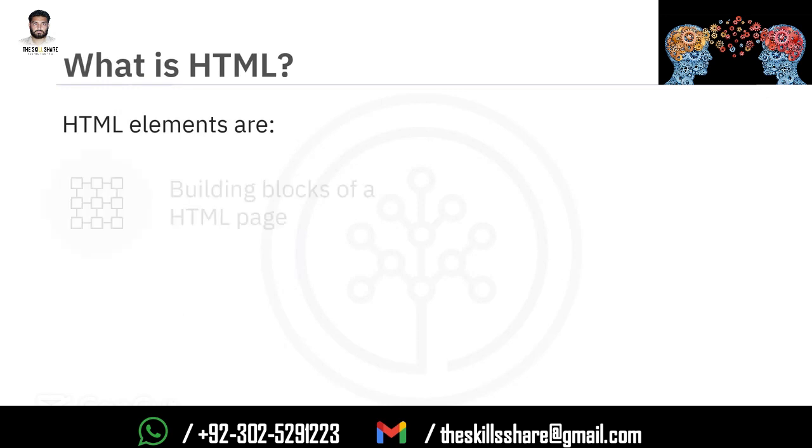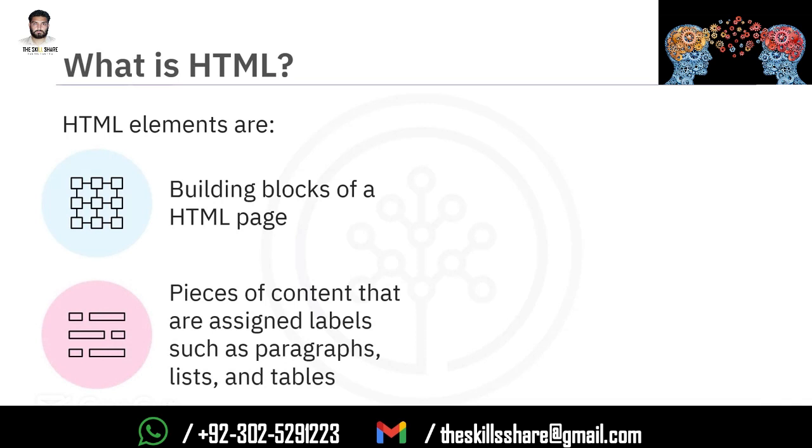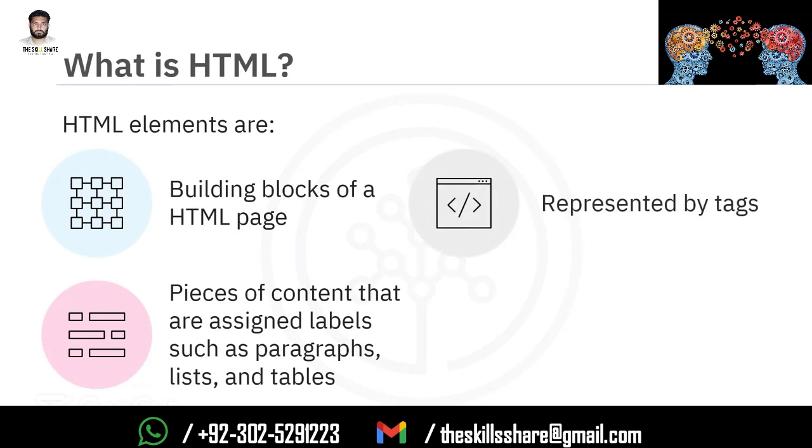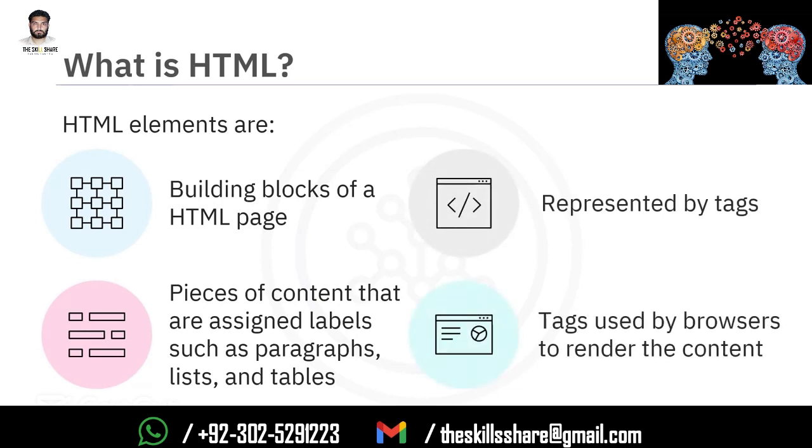HTML elements are the building blocks of an HTML page. The pieces of content that form the page are assigned labels, such as paragraph, list, and table. They are represented by tags. Browsers do not display the tags, but use them to render the content.